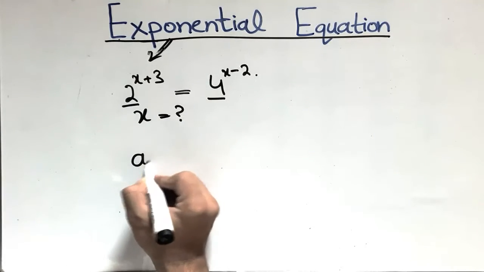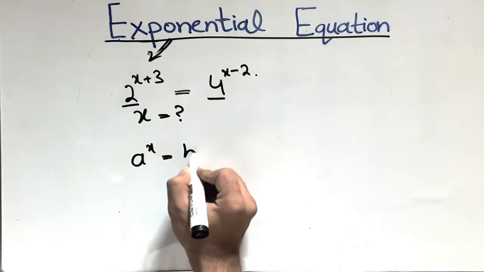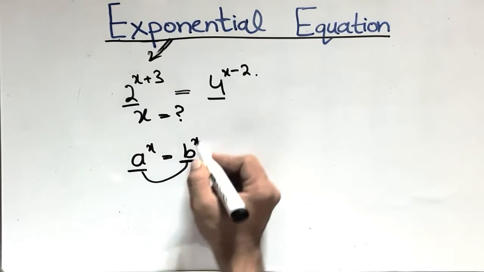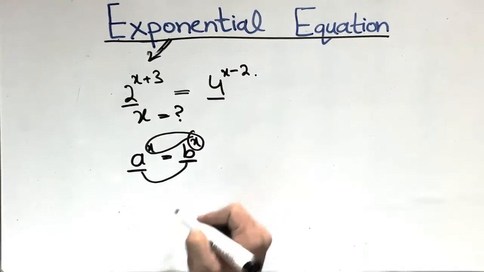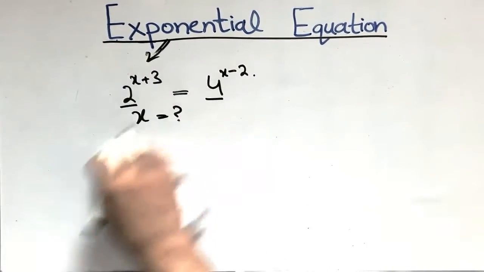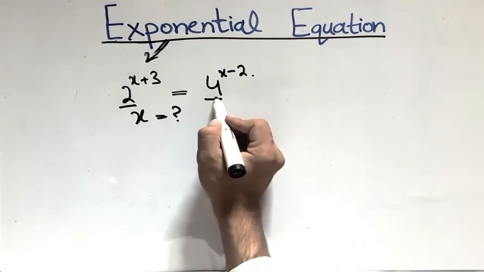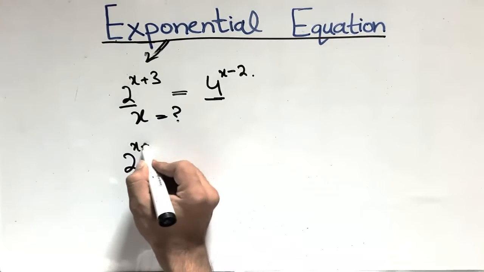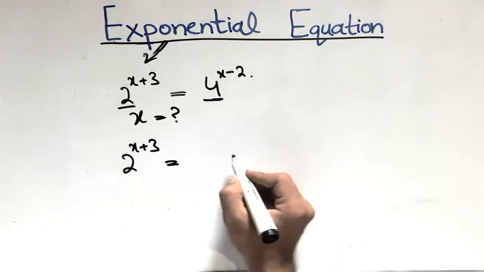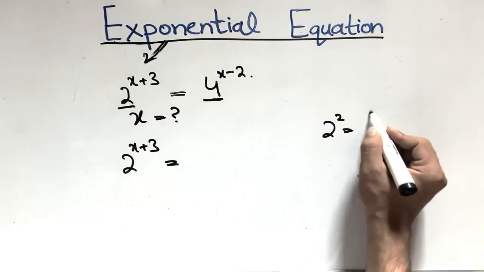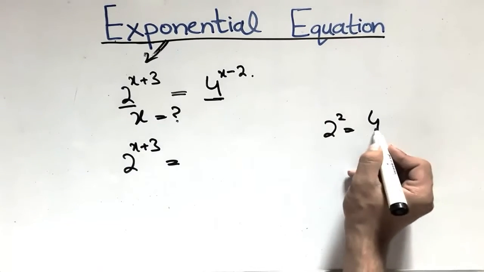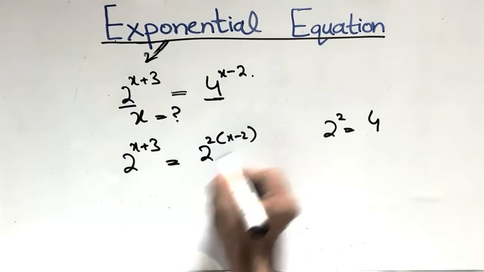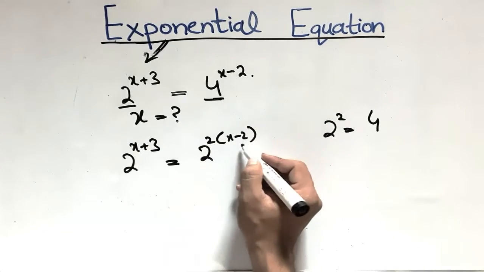For example, if a power x is equal to b power x, then a should be equal to b. Then we can solve this exponential equation. So how do we solve this now? This base should be equal to this 4. We know that 2 power 2 is equal to 4, so in place of 4 we can write 2 power 2, 2 power 2 into x minus 2.